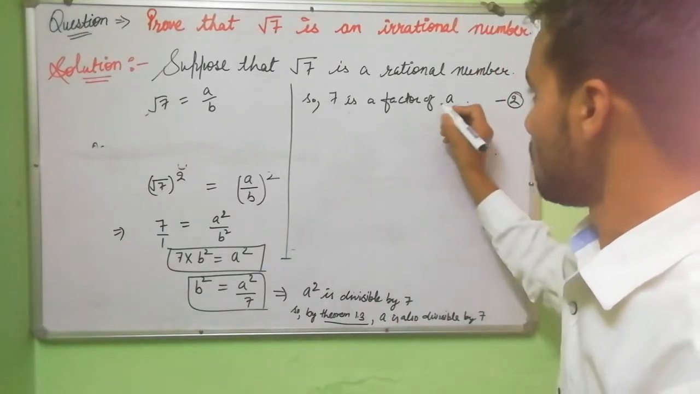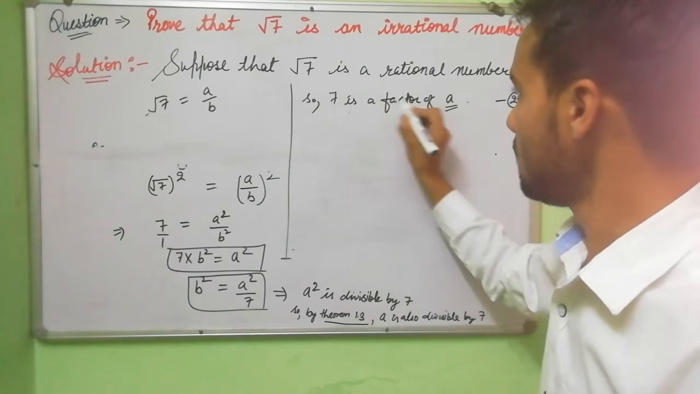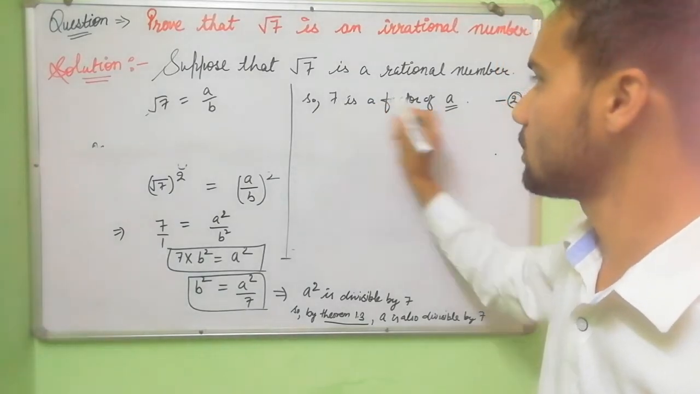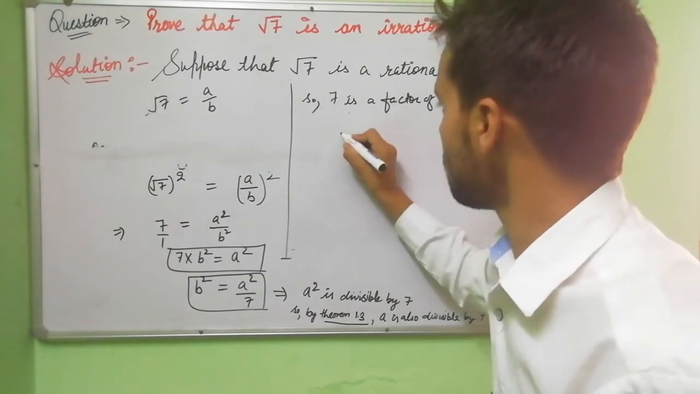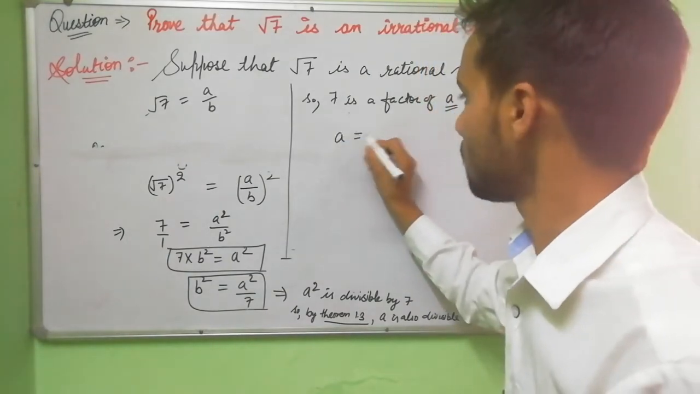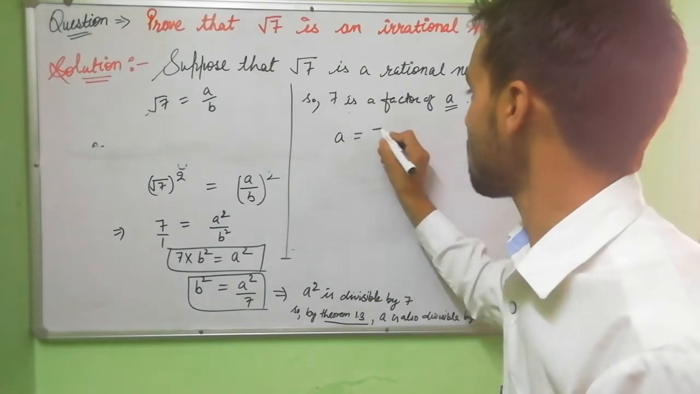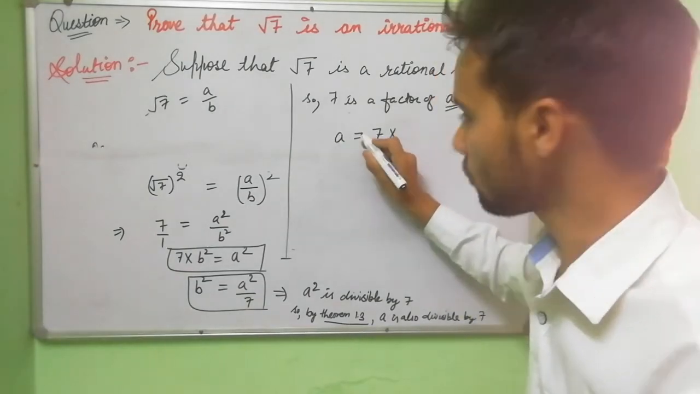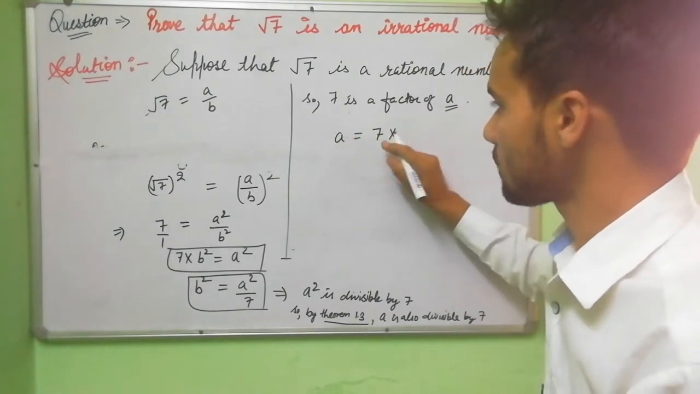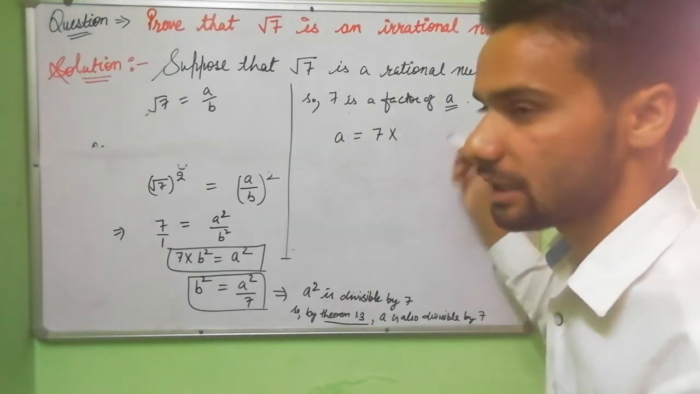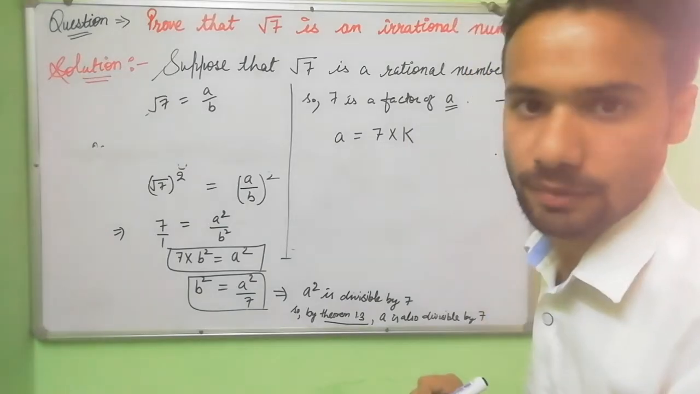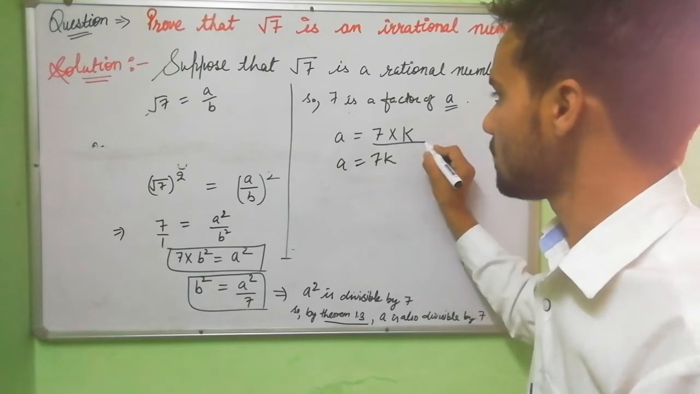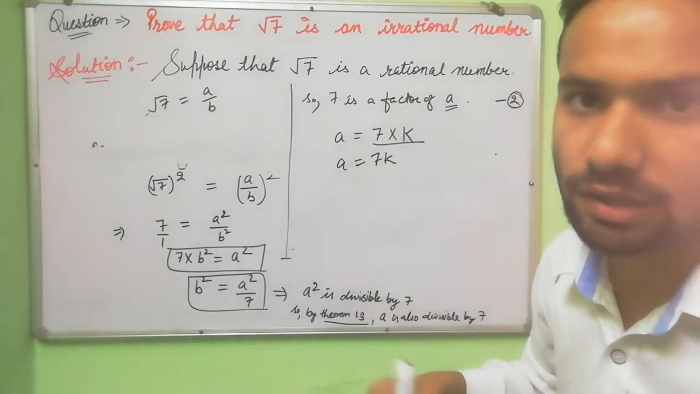Dear student, here a has a factor that is 7, or we can say 7 is a factor of a. Now if a has factor 7, then you can write a as 7 multiplied by any integer, let's say k. So you can write a is equal to 7k. I write it in this way, 7 multiplied by k, so that you can understand very well.